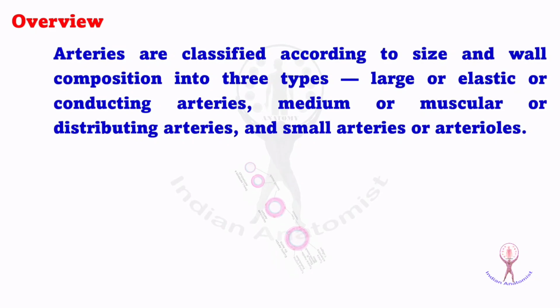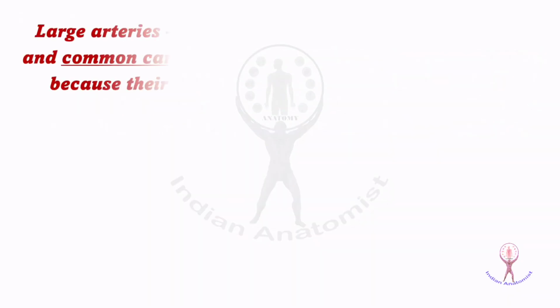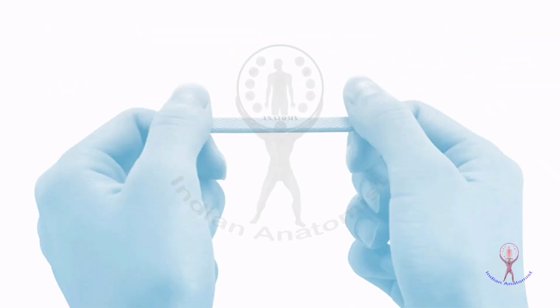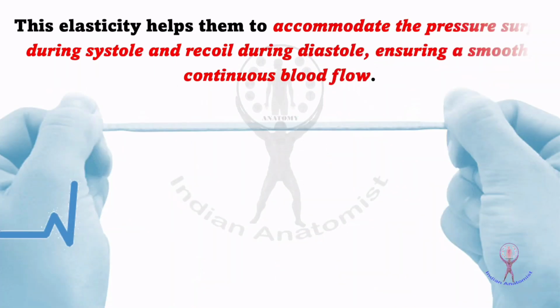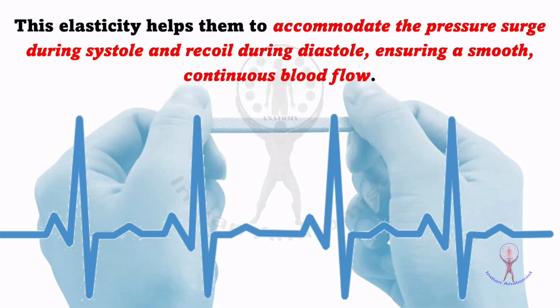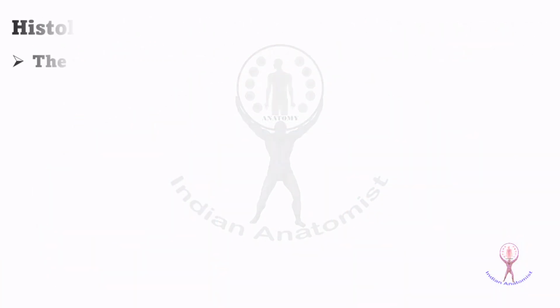Arteries are classified, according to size and wall composition, into three types: large or elastic arteries, medium or muscular arteries, and small arteries or arterioles. The large arteries, like the aorta, brachiocephalic trunk, and common carotid arteries, are called elastic arteries because their walls contain abundant elastic fibers. This elasticity helps them accommodate the pressure surge during systole and recoil during diastole, ensuring a smooth, continuous blood flow.